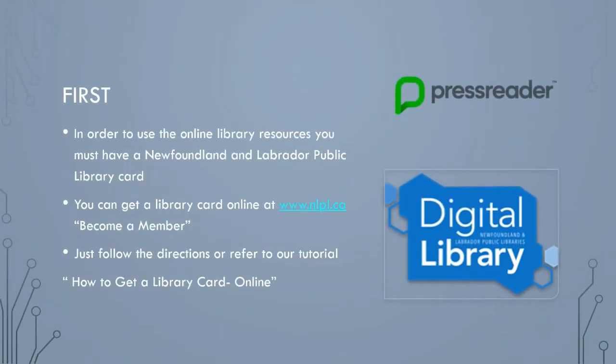The first step is to have a valid library card with the Newfoundland and Labrador Public Libraries. You can get your library card online at www.nlpl.ca under Become a Member. Just follow the directions, or you can refer to our tutorial, How to Get a Library Card Online.